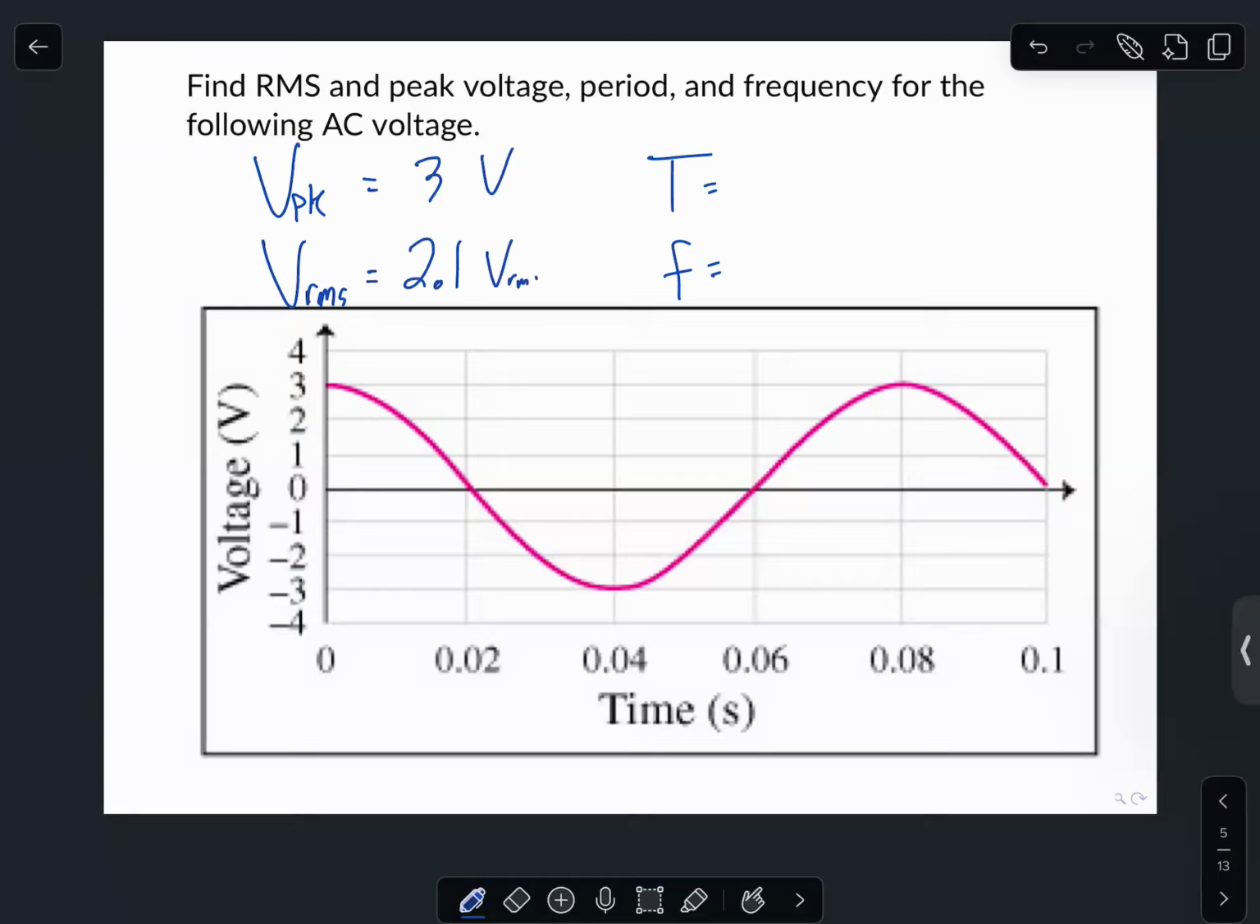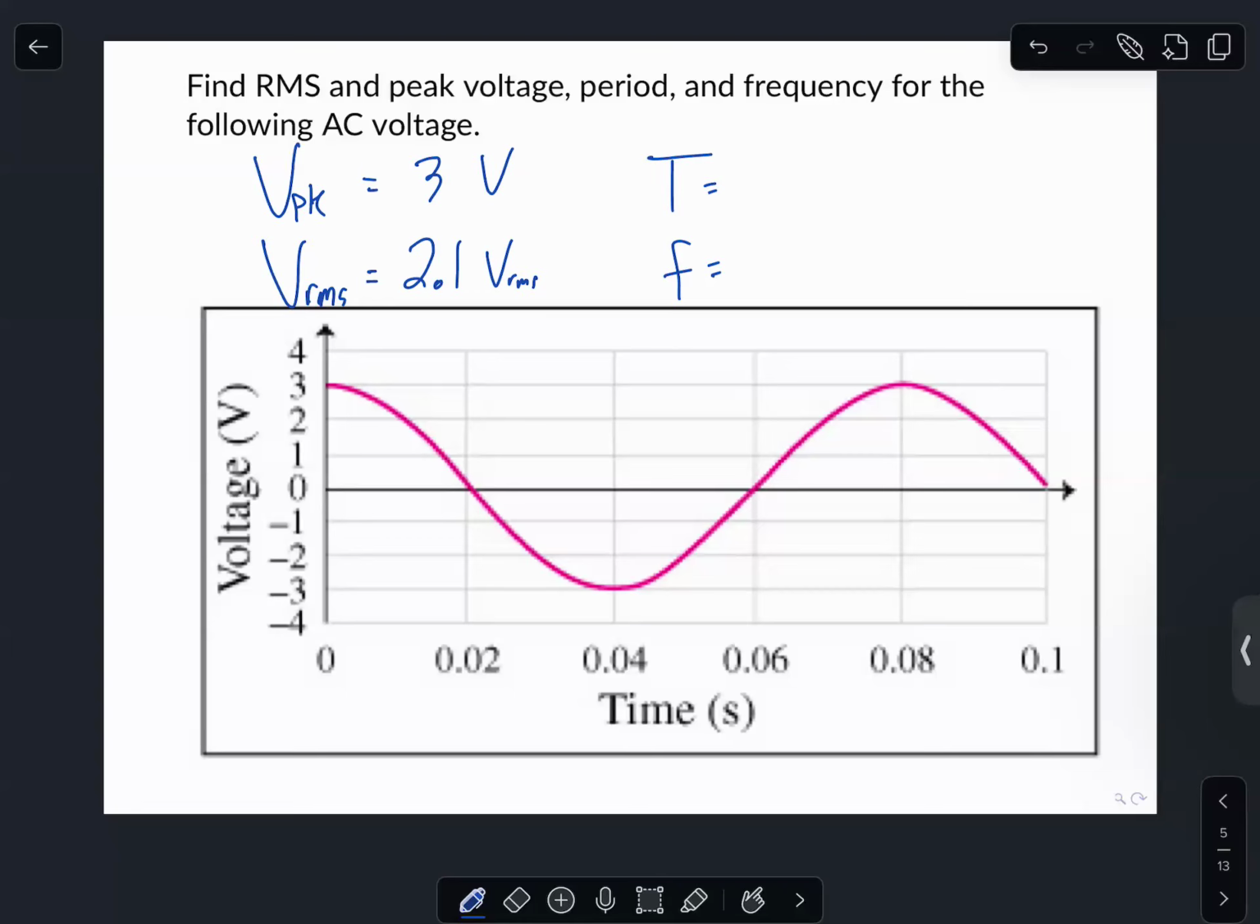Sometimes I write this as volts RMS, just to remind myself that this is not just any voltage, this is voltage measured in RMS. Properly speaking, volts are volts are volts. There's no difference. But it's a practical help.